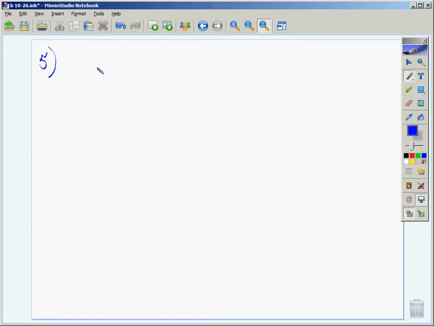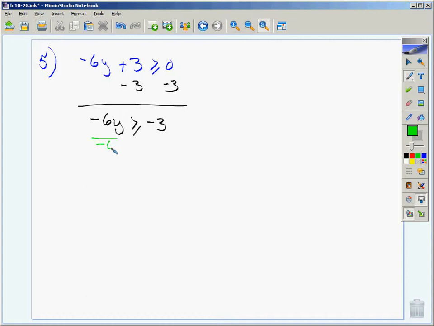Number 5, negative 6y plus 3 is greater than or equal to 0. Getting y by itself, I subtract 3 from both sides. Negative 6y is greater than or equal to a negative 3. This time I've got to divide by a negative 6. The minute I divide by a negative, my inequality has to be flipped over. Negative divided by a negative is going to make a positive, and this would be a positive 1/2.